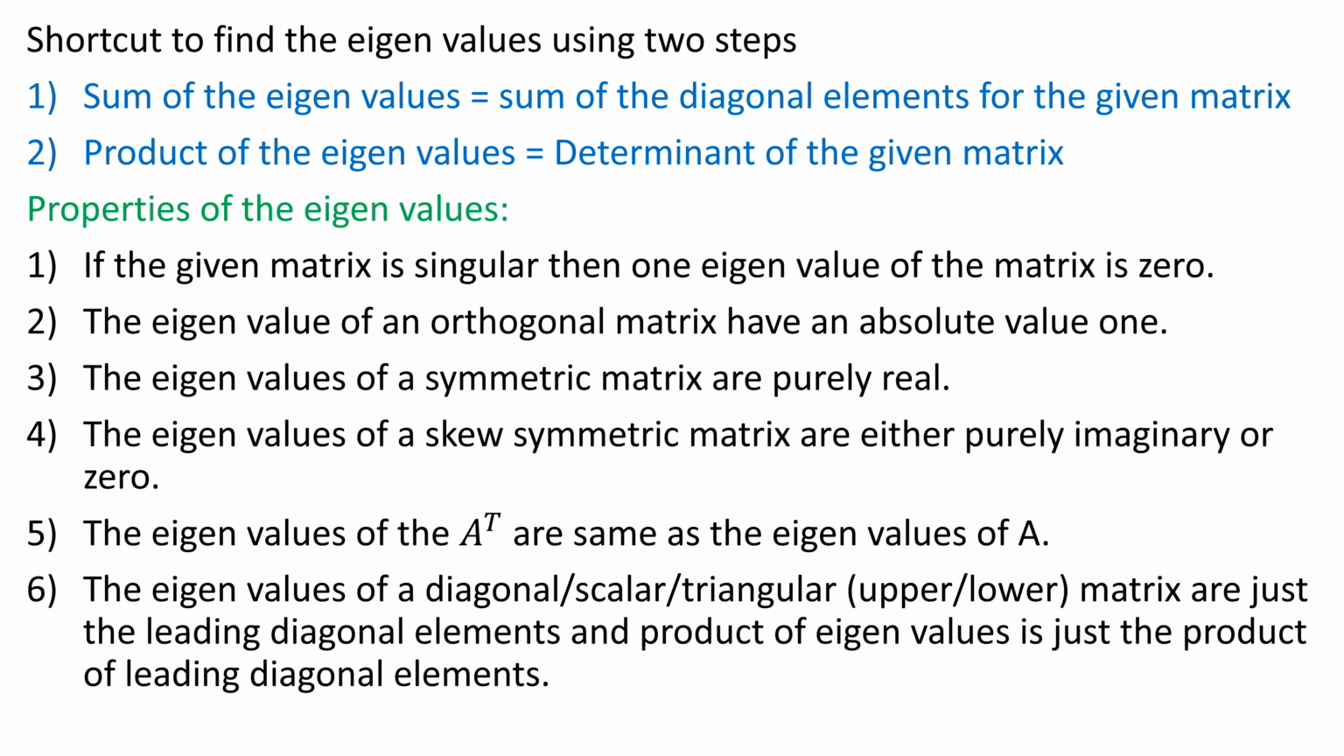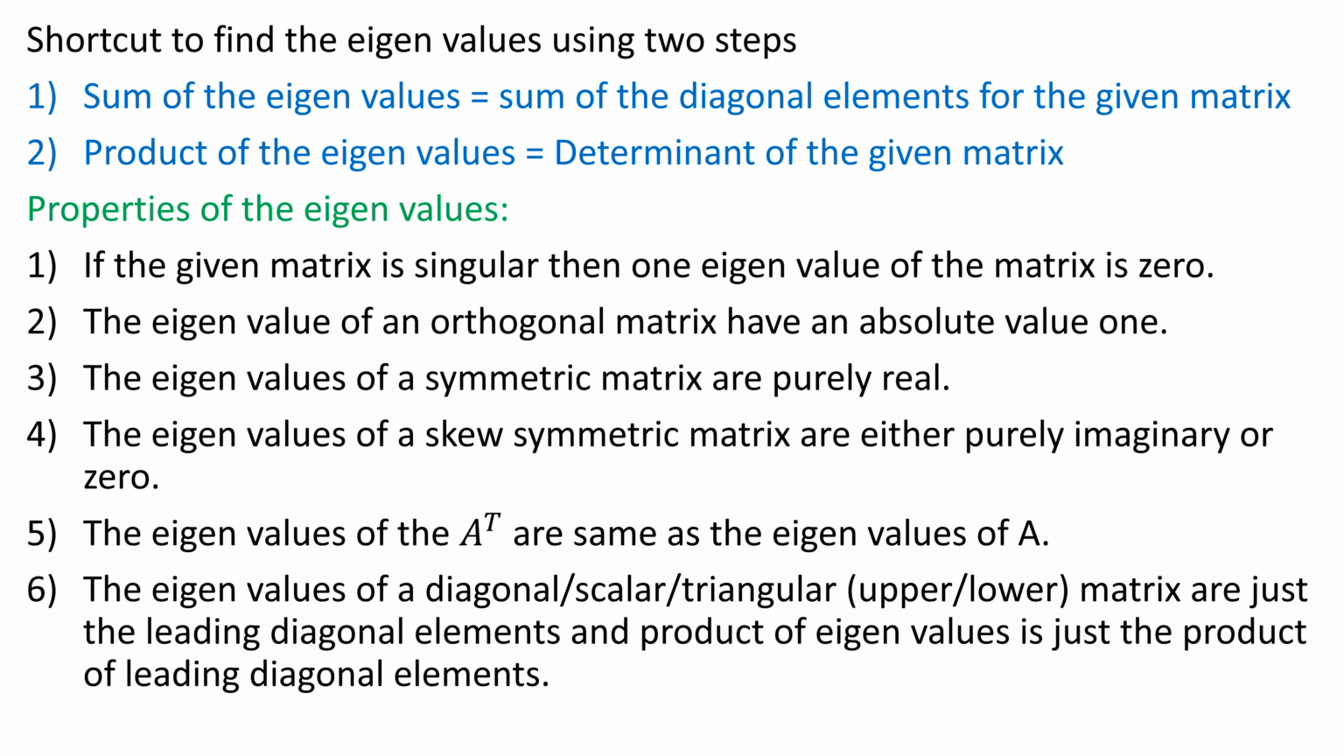Following are the very important properties of eigenvalues. These are also useful while solving problems on eigenvalues. Look at those. First one: if the given matrix is singular, then one eigenvalue of the matrix is 0. Because a singular matrix has determinant value 0, and the determinant of the matrix is nothing but the product of the eigenvalues. The product of the eigenvalues being equal to 0 is possible only if one eigenvalue is 0. So that is the important point.